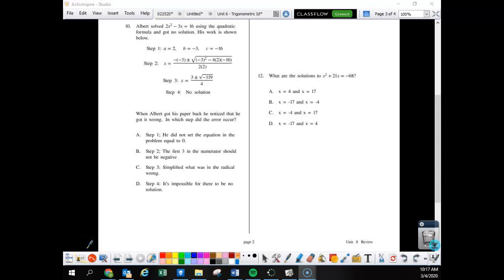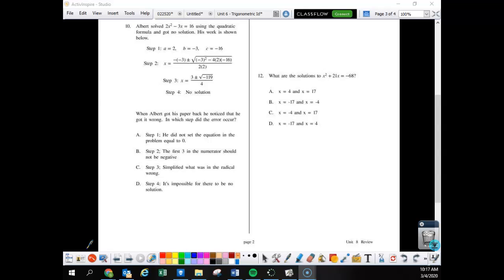Number 10. Albert solved 2x squared minus 3x equals 16 using the quadratic formula and got no solution. His work is shown below. When Albert got his paper back, he noticed that he got it wrong. In which step did the error occur?